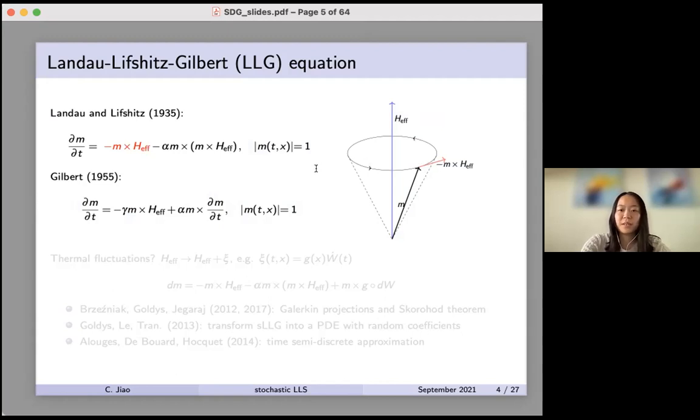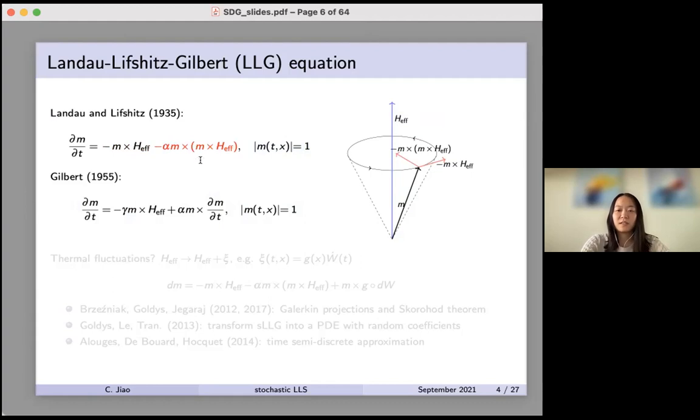Landau-Lifshitz modeled the damping by a double cross product. Alpha is a small positive damping constant. This double cross product counteracts the precession term and preserves the unit magnitude of m.